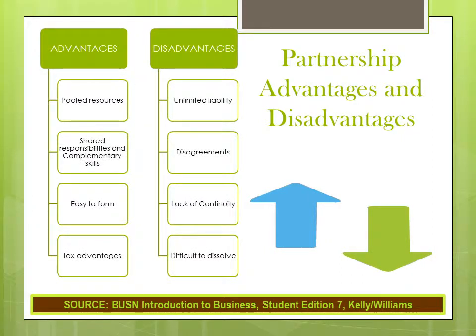The advantages of forming a partnership include the ability of pooling resources to have more financial stability, and different partners bringing different skills to the company. This type of business is easy to form and has certain tax advantages for individual owners. Drawbacks include unlimited liability in general partnerships, the possibility of disagreements between partners, a lack of continuity if a partner wants to exit the agreement or in the event of his or her death, and there may be difficulty in dissolving the partnership itself. Unless you are in a limited partnership or a limited liability partnership, each partner holds unlimited liability for losses incurred by the business.